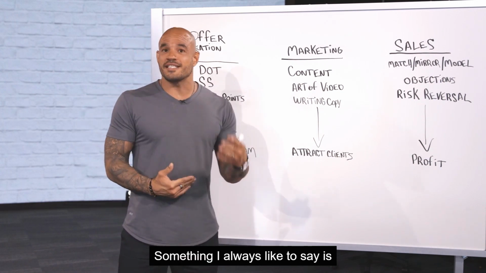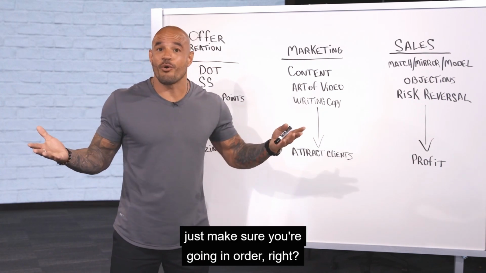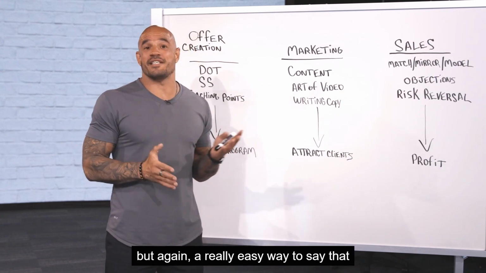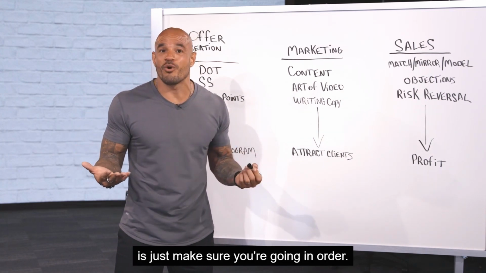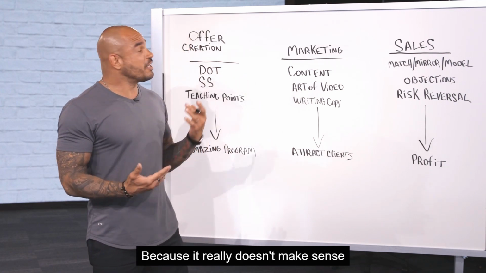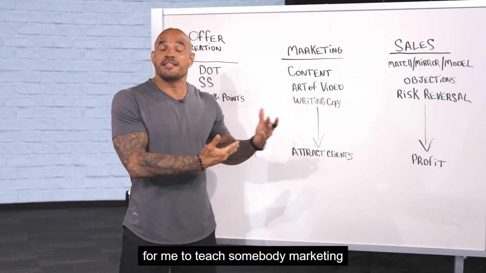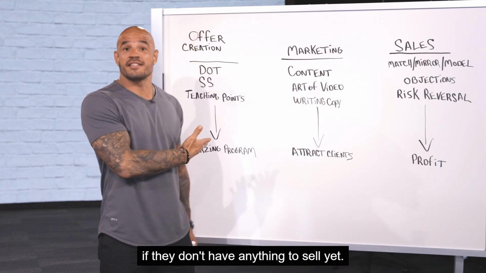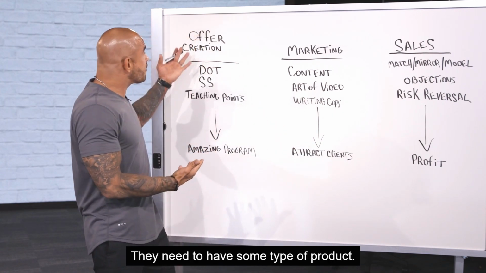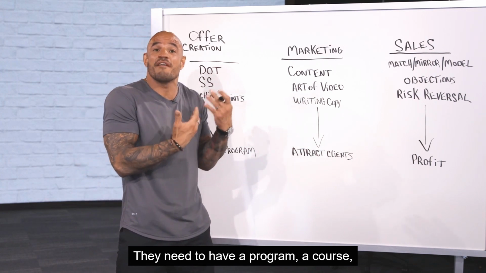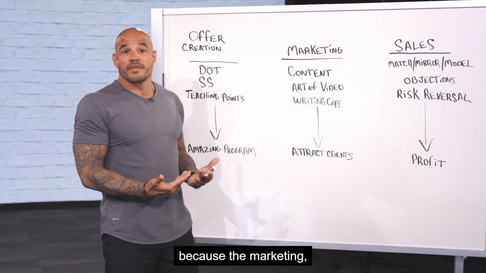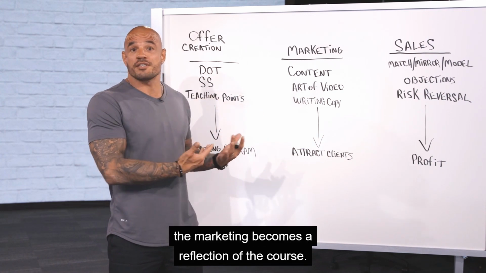Something I always like to say is just make sure you're going in order. I call it logical progression. But again, a really easy way to say that is just make sure you're going in order. Because it really doesn't make sense for me to teach somebody marketing if they don't have anything to sell yet. They need to have some type of product. They need to have a program, a course. Because the marketing becomes a reflection of the course.